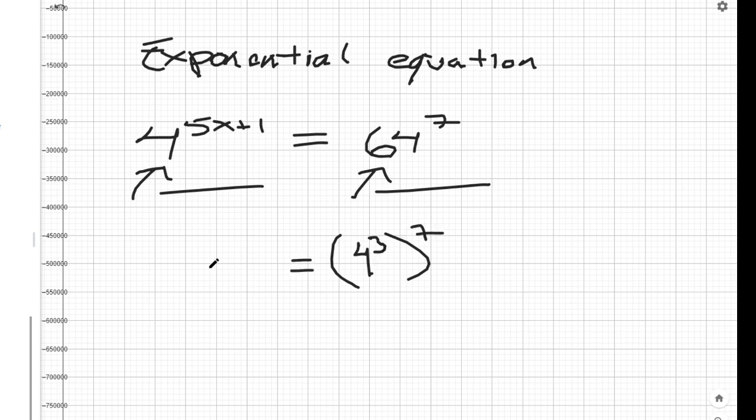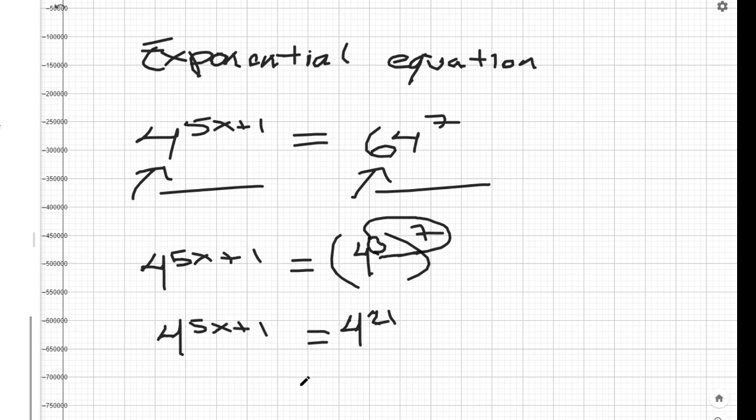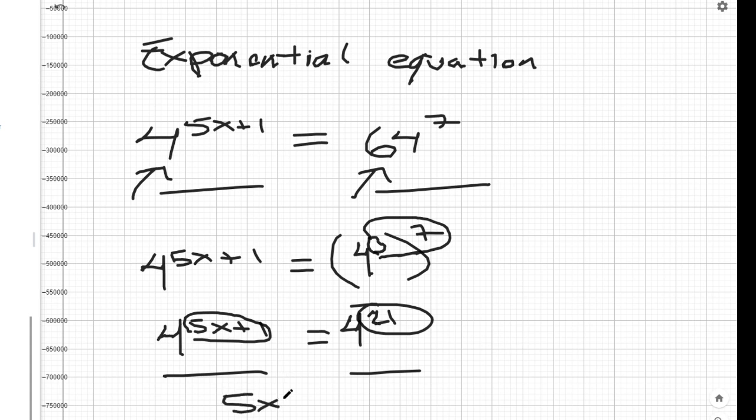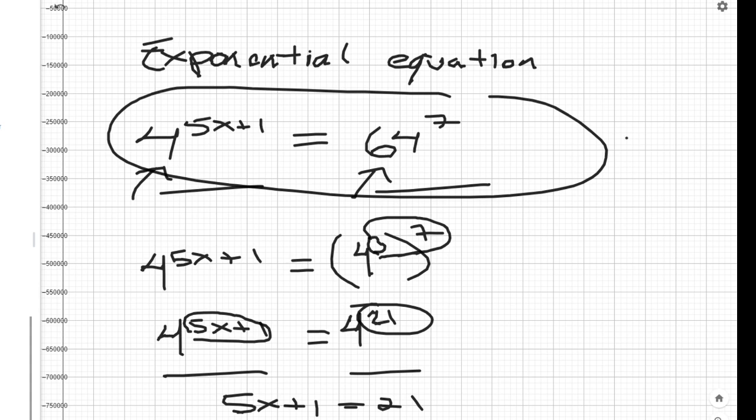Don't forget, to the 7th equals 4 to the 5x plus 1. Also recall that when I have an exponent raised to another exponent, I can simply multiply those two. I get 4 to the 21st equals 4 to the 5x plus 1. Remember, they're both the same, but now the bases are also the same. So when the bases are the same, the exponents must be the same. And I can say 5x plus 1 equals 21 and solve for x. Minus 1 on both sides, 5x equals 20, divide by 5 on both sides, x equals 4. So that would be your answer to this entire problem, x equals 4.